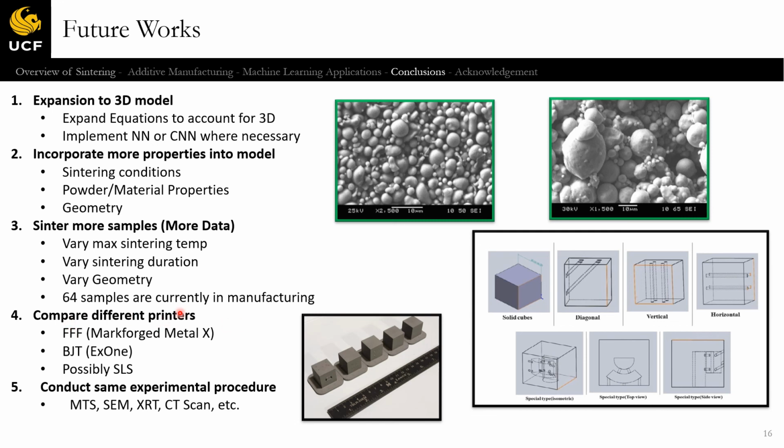We're also going to compare some different printers, the Markforged Metal X, the X1, and we may even possibly do some work with SLS as well. And we will conduct the same experimental procedure as we did with our first sample, which would be using MTS machine, SEM, XRT, CT scan, and many other experiments to gather data from these samples.